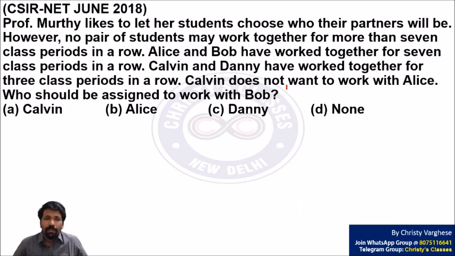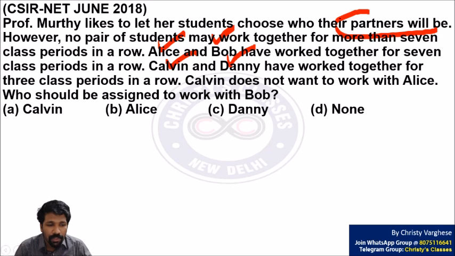In the general aptitude tips and tricks session, I have discussed this question. So in this question, there are 4 people. Who are the 4 people? Alice, Bob, Calvin and Danny. And we want to pair them up for continuing with a project or something. We don't know what it is, but we want to partner them. But there are some conditions given in the question.